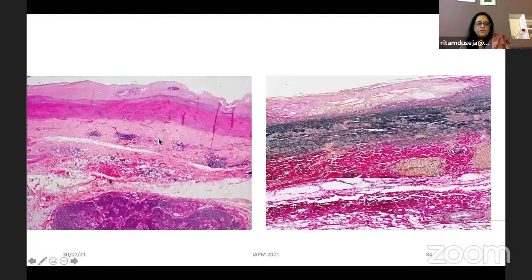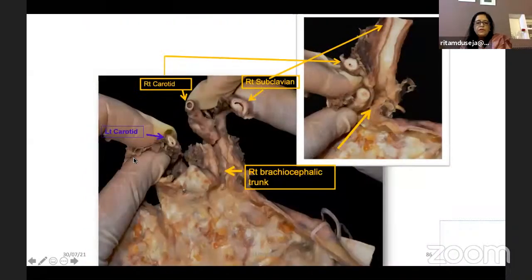On the lower part, you see lots of adventitial fibrosis. The media is damaged. There is loss of elastic tissue here, and some varying degree of intimal reaction can be seen. At autopsy, it is very important that we do not clean up the adventitial aspect of such cases, because this is where the main pathology is likely to be.